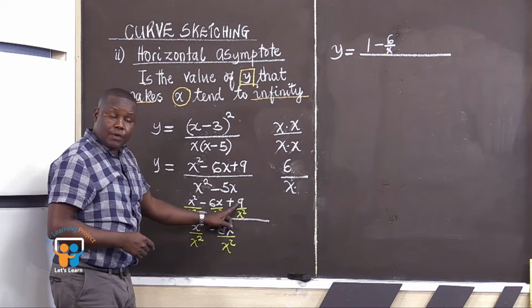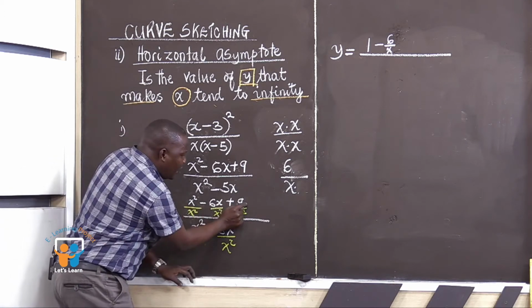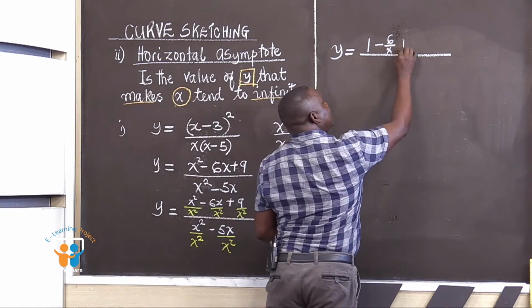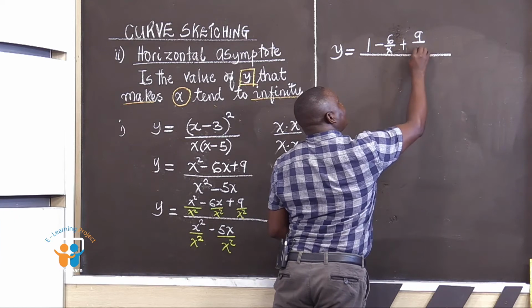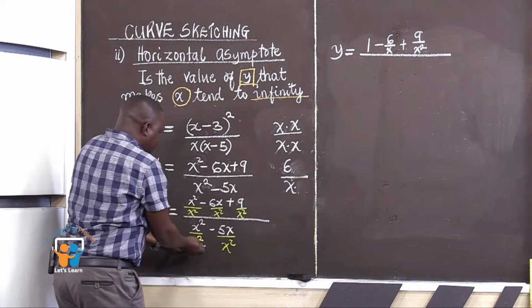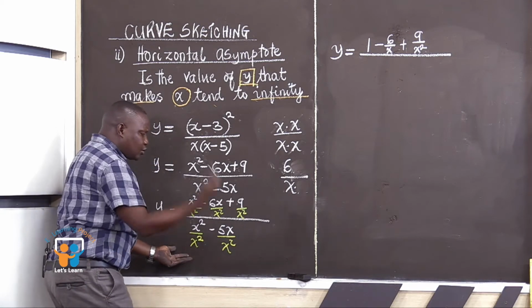Can they cancel? Obviously, no. We have no x up there, so it can't cancel, unfortunately. So what we have now, we shall remain with our positive what? 9 over x squared. All right? So quickly, let's go down here and see how best we can also simplify.